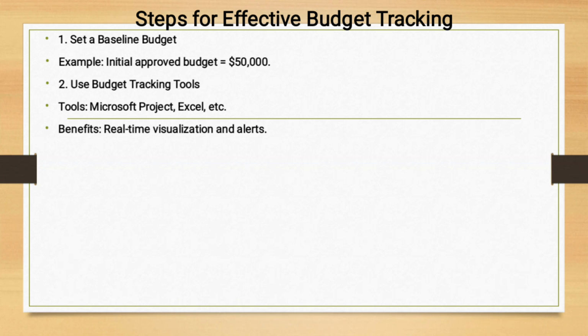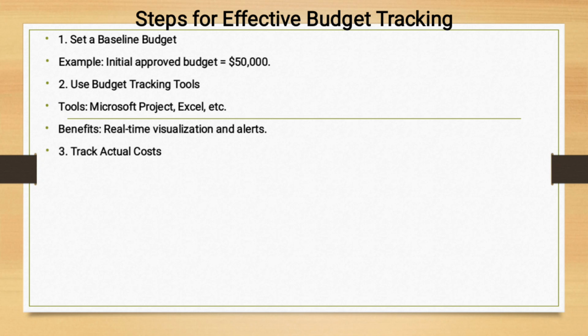Number one, real-time visualization as well as alerts. Because inside these particular tools is where you write your budget, you can easily see how you're performing, and it can easily alert you on the way you are performing.